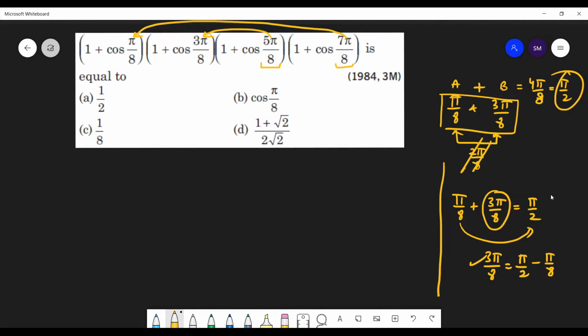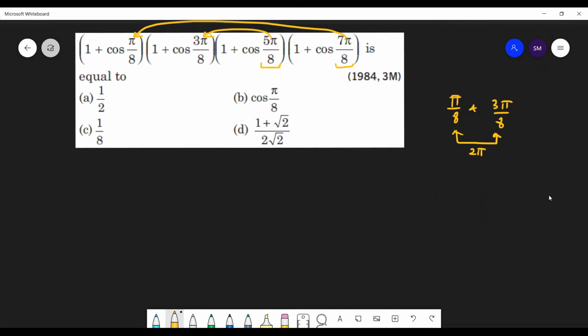Got it, students? Now what about here? So we have the angles pi by 8 and 3 pi by 8. So what do you see? Here you will say that I will add them. Adding them will give you pi by 2, 4 pi by 8. So how can you write 3 pi by 8? 3 pi by 8 is equal to pi by 2 minus pi by 8.